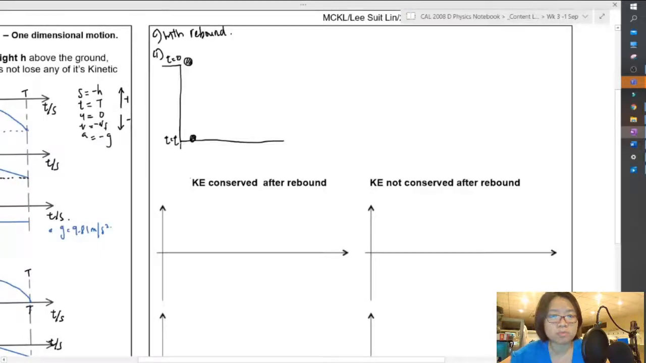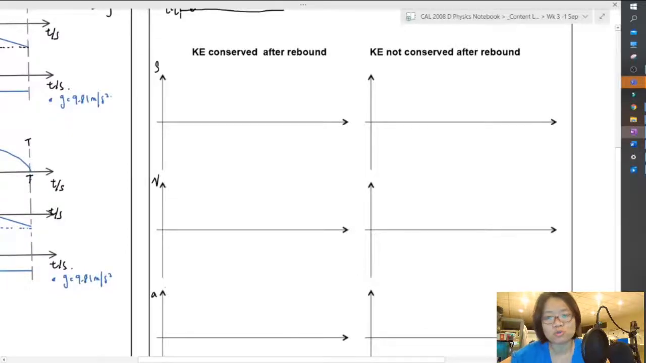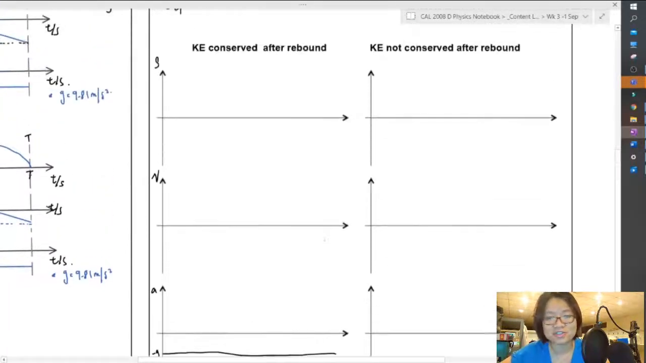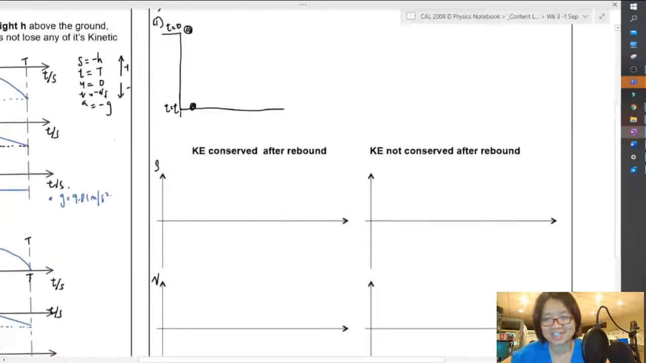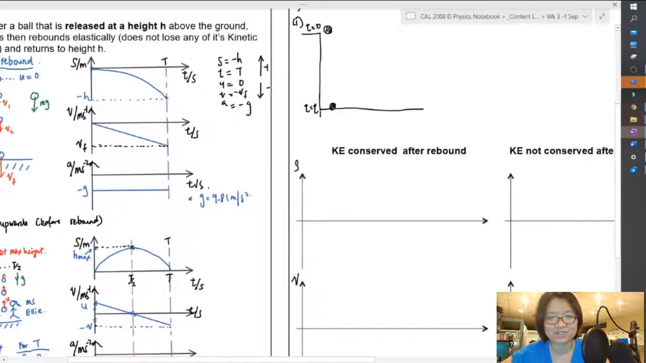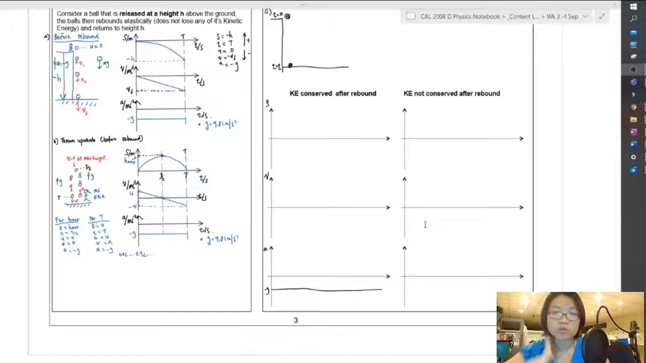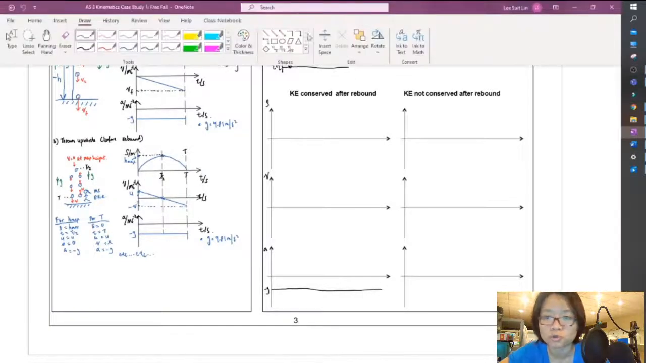So you can see this ball, let's say it hits the ground at t equals T. What we're going to do is combine both graphs from the left-hand side. Of course, again, your acceleration is always negative g. And this part, I will speed up a bit. So what you can do is refer to your content library to copy the notes. Alright, I will talk you through the graph.